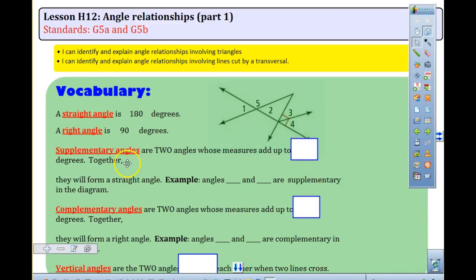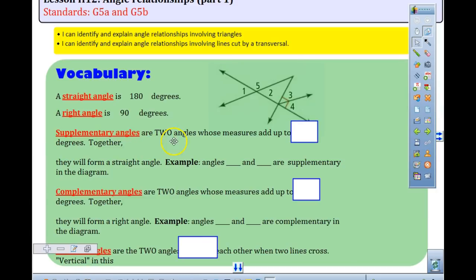Now, these are the two that people sometimes get mixed up, the complementary and supplementary. I want you to think about this: supplementary is a lot like the 180, like our straight angle. Supplementary is when two angles add to 180. So when you look at this picture up here, can you tell me, and it always has to be two angles, which would make 180.